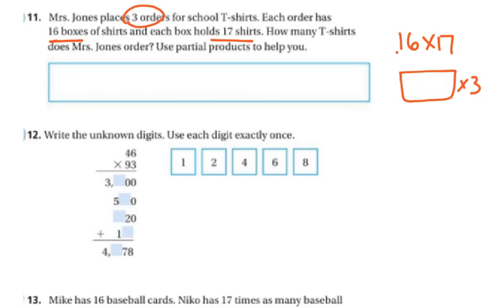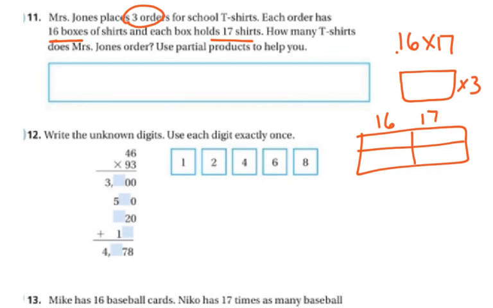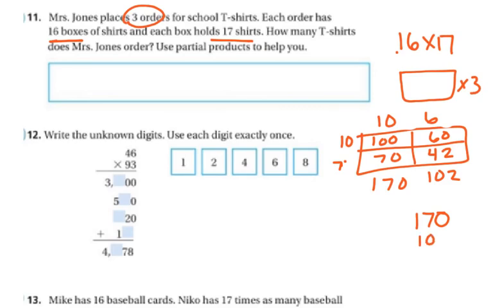So first let's do 16 times 17. And if you want to do the bar model, that's fine. You can do 16 and 17, right? So you can partial product it out. So 10 times 10 is 100. And then 10 times 6 is 60. 10 times 7 is 70. 7 times 6 is 42. So you get 170 on this side, and then you get 102 on this side. So you add 170 plus 102, and you get 272.